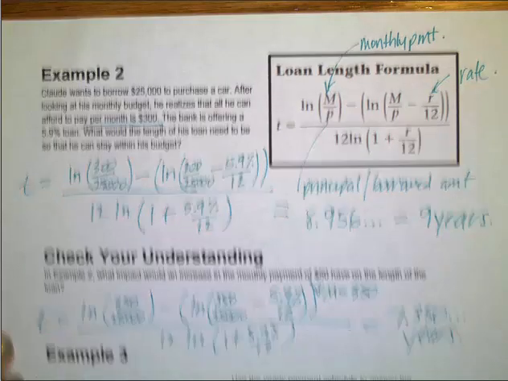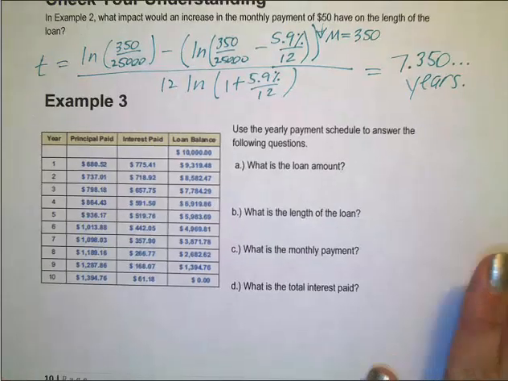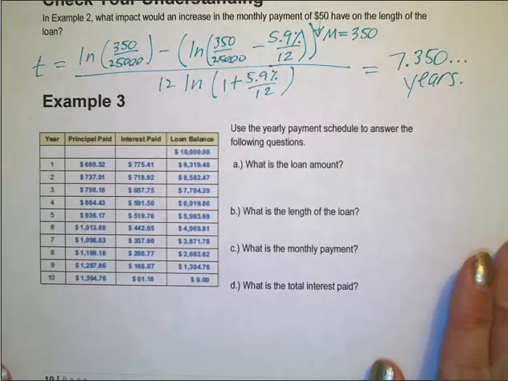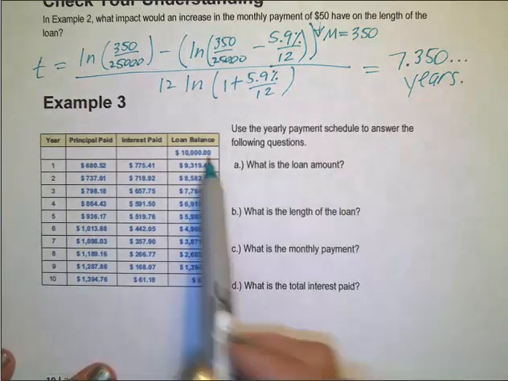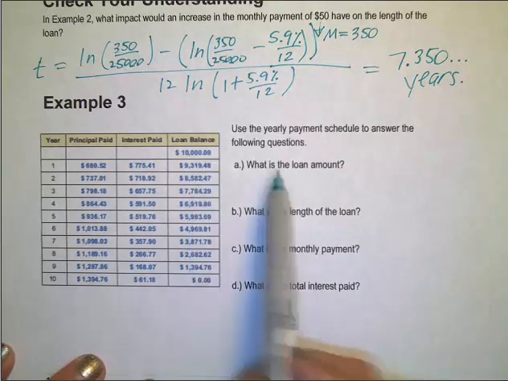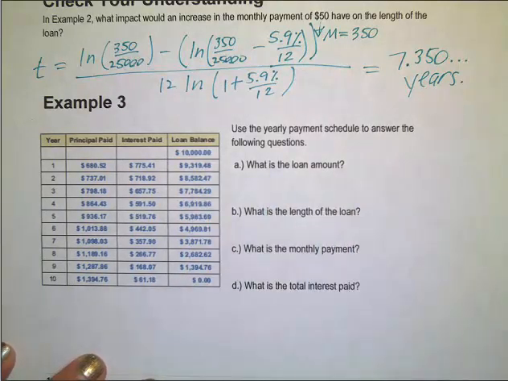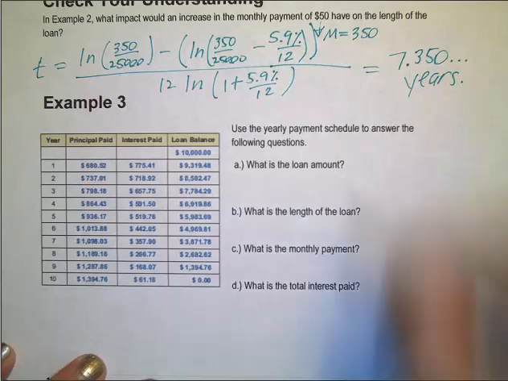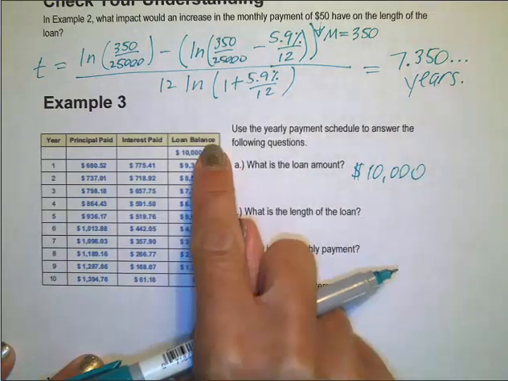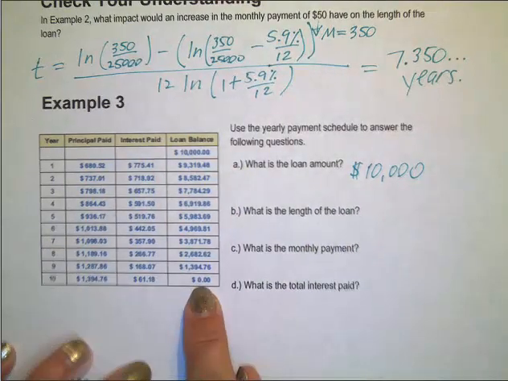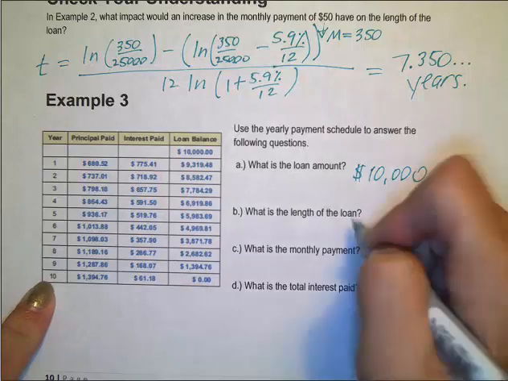All right. So now let's try example 3. We're going to use this yearly payment schedule to answer the following questions. So this is like the one on the first page that we looked at. We know our loan amount is $10,000. That is part A. Then what is the length of our loan? Well, we paid our loan off in year 10, so 10 years.